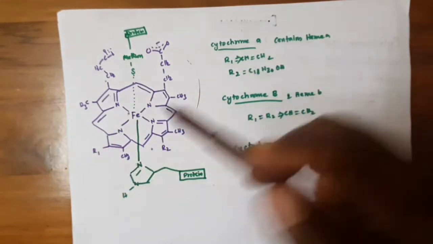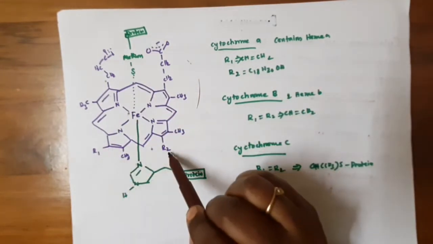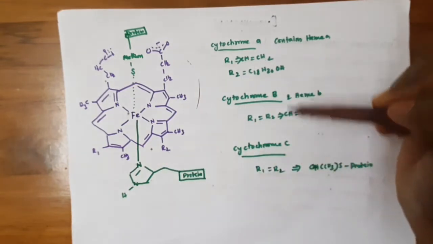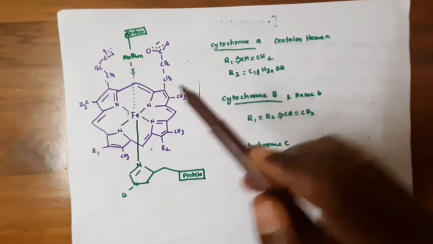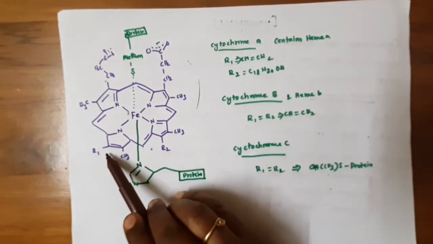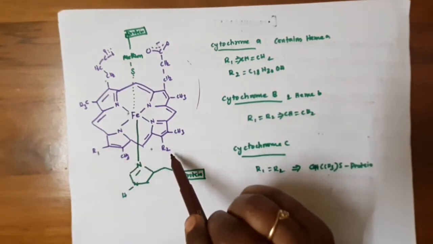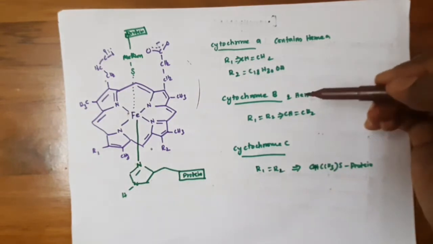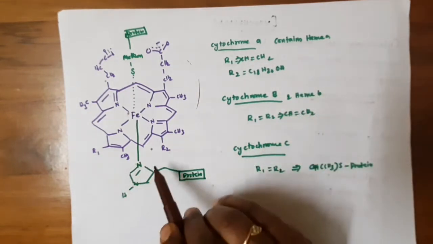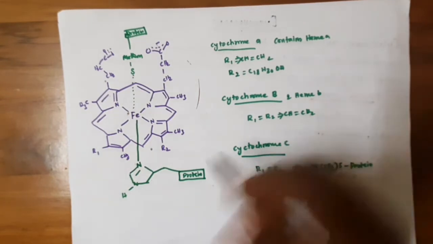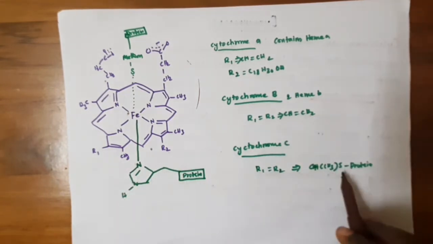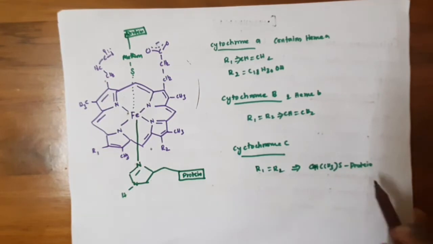Here the R1 and R2 groups vary for different cytochromes. In cytochrome A, the R1 and R2 groups are different: R1 is CH=CH2 and R2 is C18H30OH. In cytochrome B, both R1 and R2 are CH=CH2, and in cytochrome C, both R1 and R2 are CH3 and S bonded with protein.